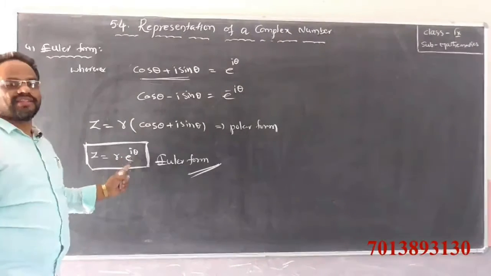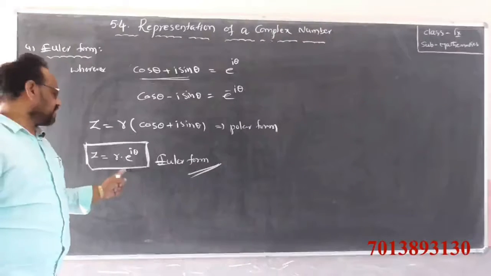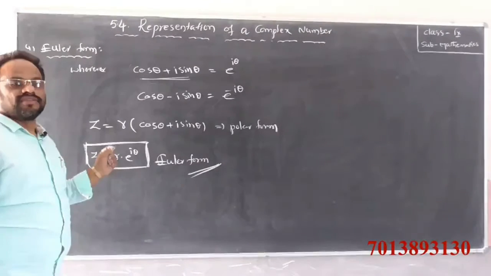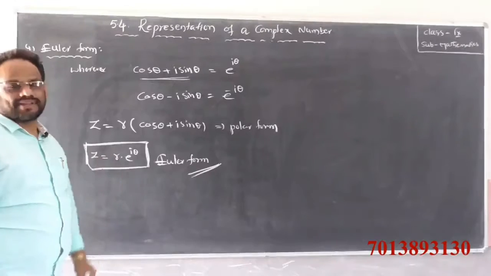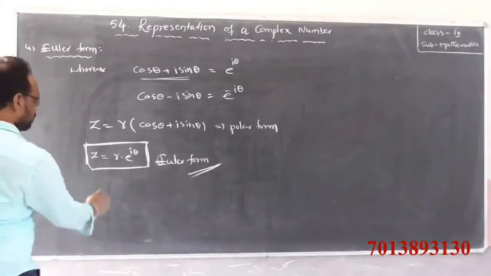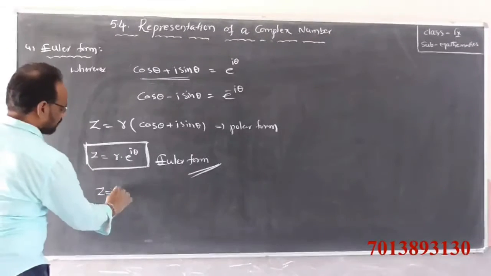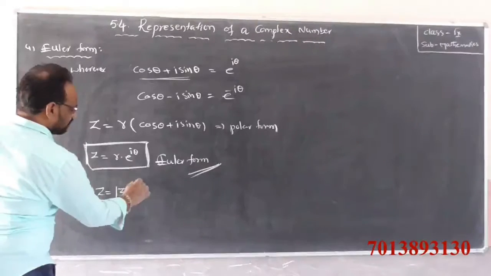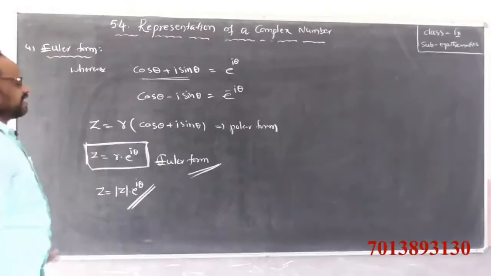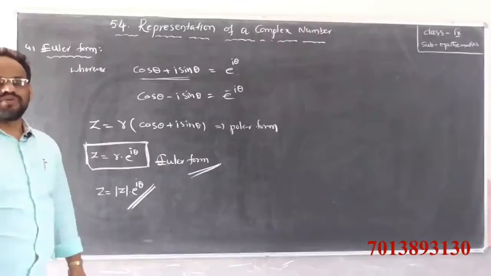r into e power i theta is the Euler form of the given complex number. Sometimes we write r as mod z, so z is equal to mod z into e power i theta. This form is called Euler form.